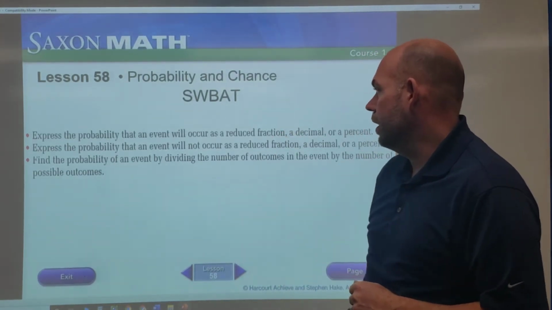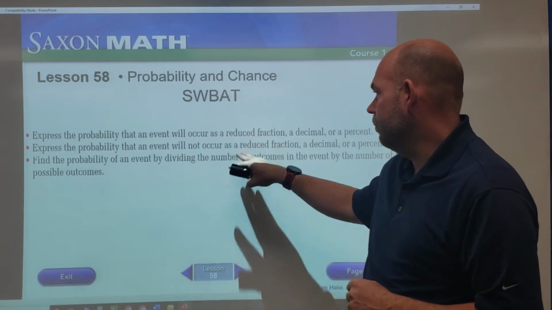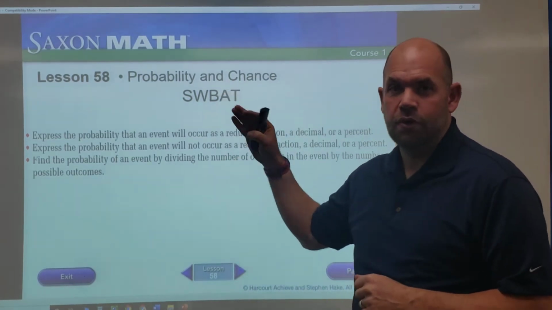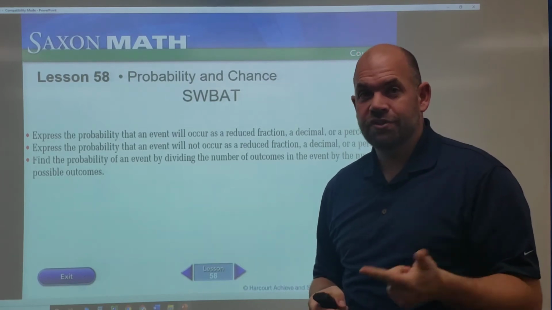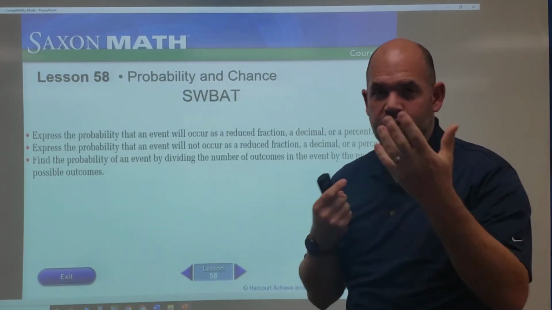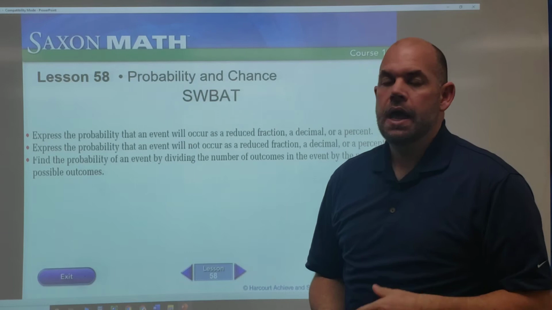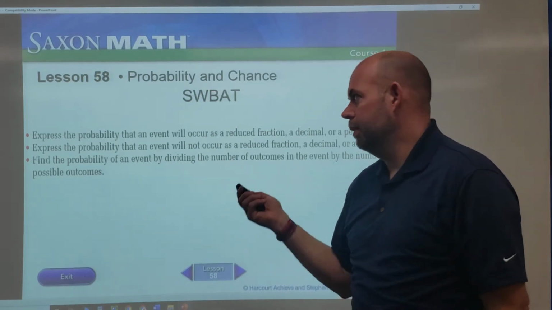So we're going to take probability and talk about how likely it is to occur or not occur. And we're going to do that in fractions, decimals, and percentages and convert those over. We've all done that before, but we're just going to talk about that a little bit more today.